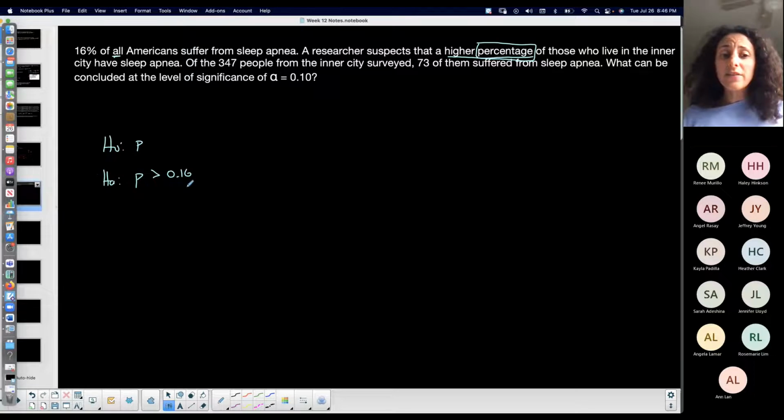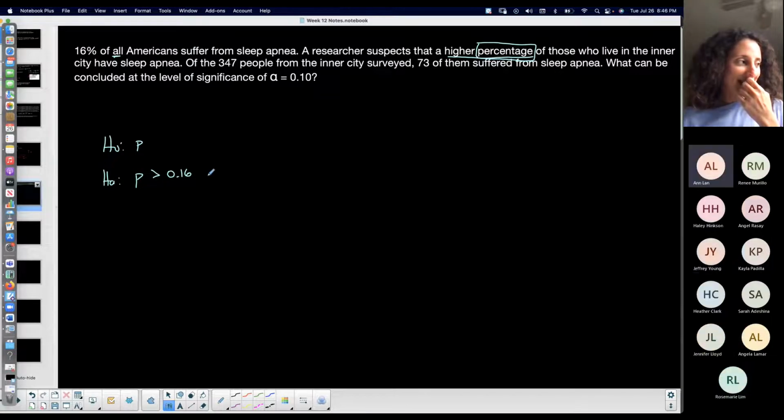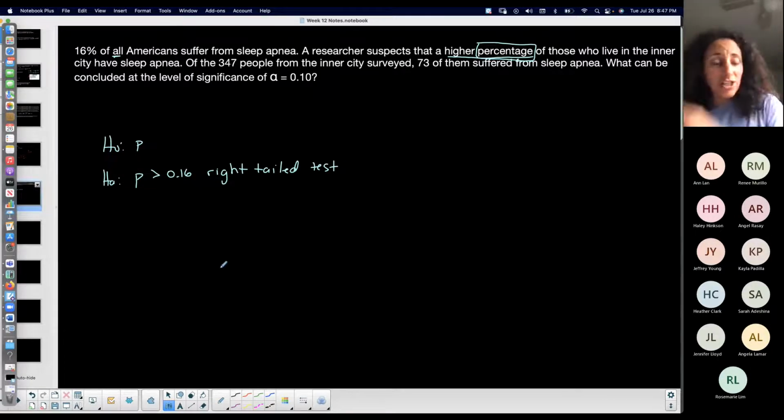So good, we got the alternative hypothesis. Actually, while I'm at it, what kind of test is it? Is it left, right, two-tailed, which one? Right-tailed, because it's pointing to the right. It's greater than. It's a right-tailed test. Now that's going to tell me the location of the rejection region, the location of the test statistic, and the location of the p-value. All that is in the right tail.